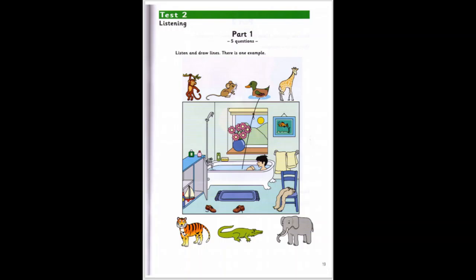3. Now the mouse. Put it next to the flowers. Pardon? Put the mouse next to the flowers. Yes. Okay.